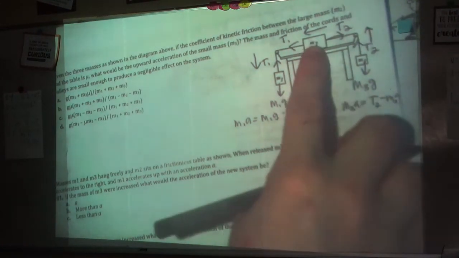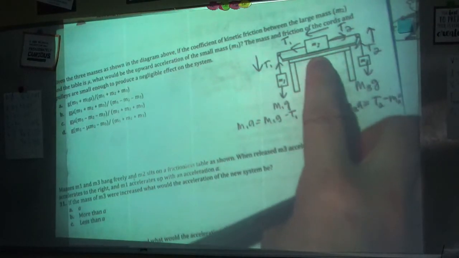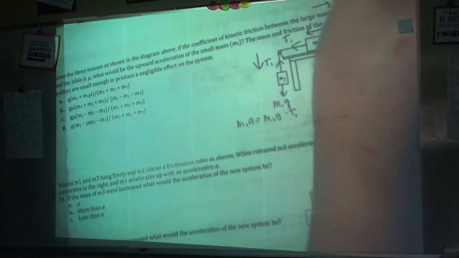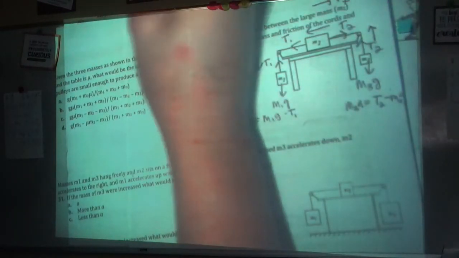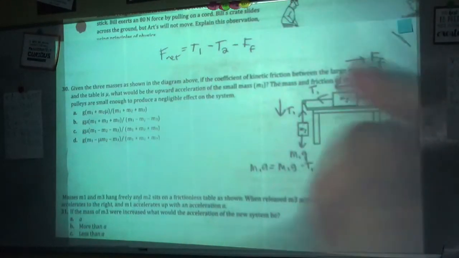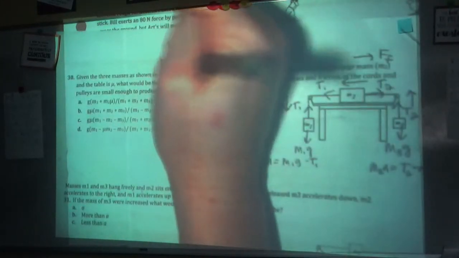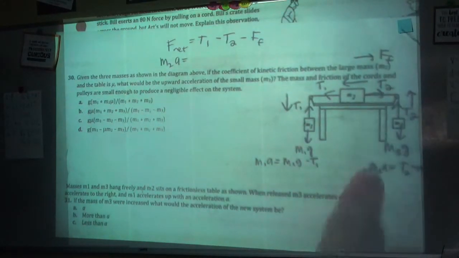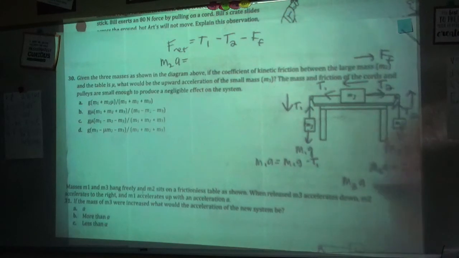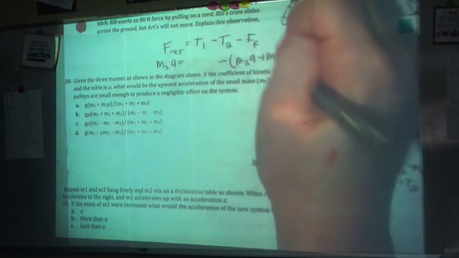Now we want to write our net force equation for this guy. It says that there is a coefficient of friction between M2 and the table. If it's moving this way, then your friction would have to be to the left. So my net force for M2 would be T1 minus T2 minus the force of friction, because it's going this way, minus force of friction and T2 this way. And we would replace F net with M2a. And T2 would just be M3a plus M3g equals T2. So we can replace T2 right here with M3a plus M3g.